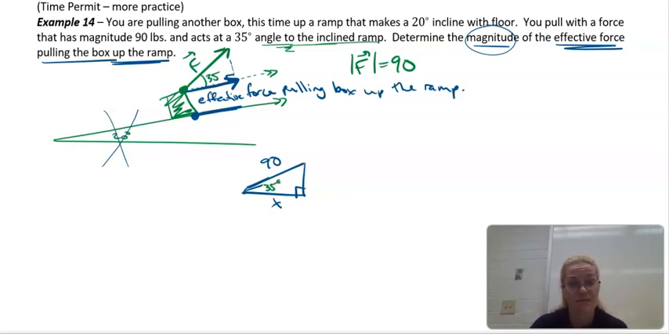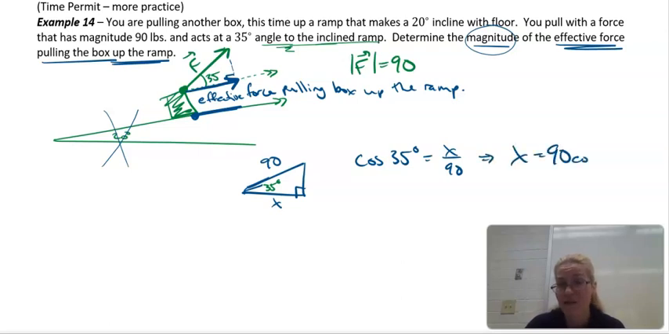And so what can I say? Well, I can say cosine of 35 degrees is X over 90. So the effective force, X, is 90 times cosine of 35 degrees, which is approximately, punching that into my calculator, I'm getting 73.7. And what is it measured in? This force is being measured in pounds, lbs, of effective force. And that's it.